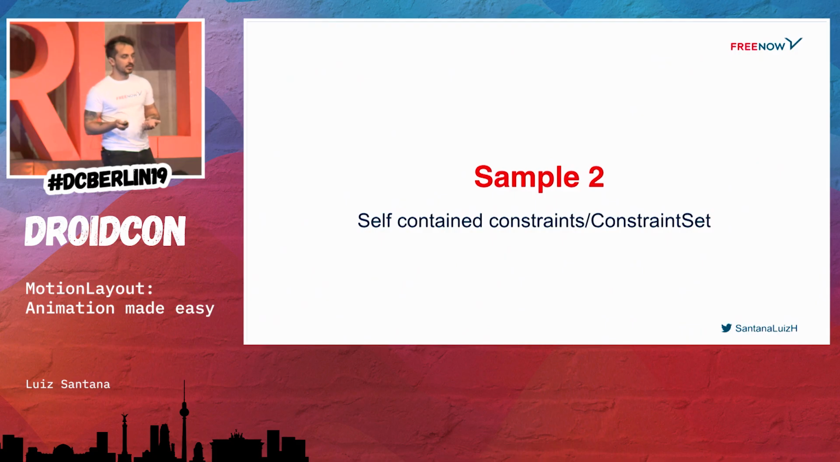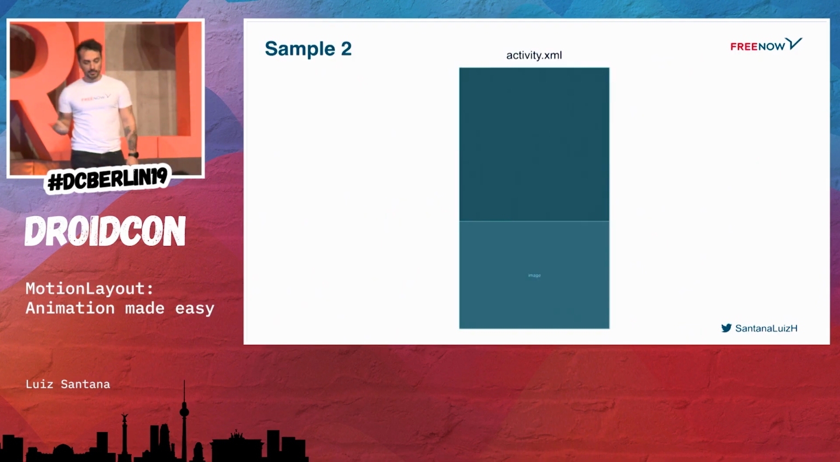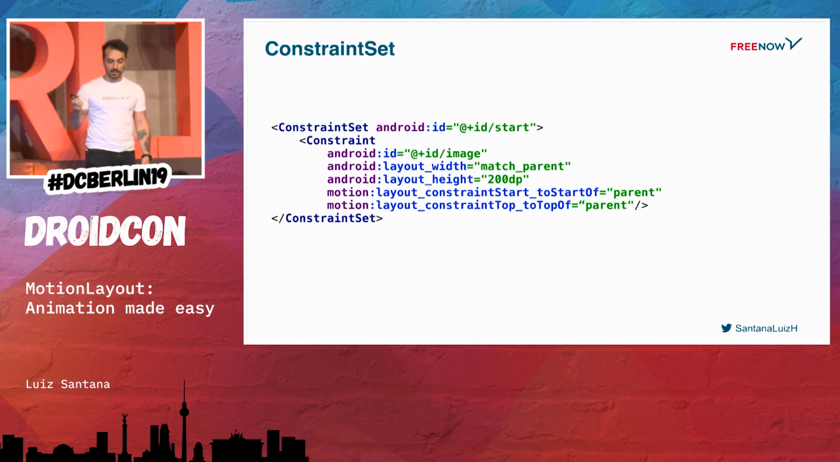We have constraint sets, and that can help a lot. So let's assume I have this other activity, which is pretty similar also, but instead of having that view, I just have an image view. And I can create a constraint set for that. What is a constraint set? It is pretty self-explanatory, just a set of constraints. Here you could have multiple constraints. In this case, I just have the one for image, because it's the only view I have. And here I define the height, width, and where it is attached. So in this case, again, attach it to the top.